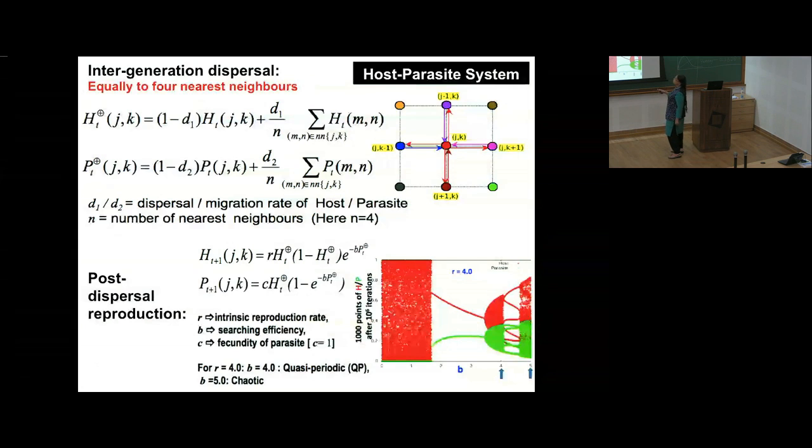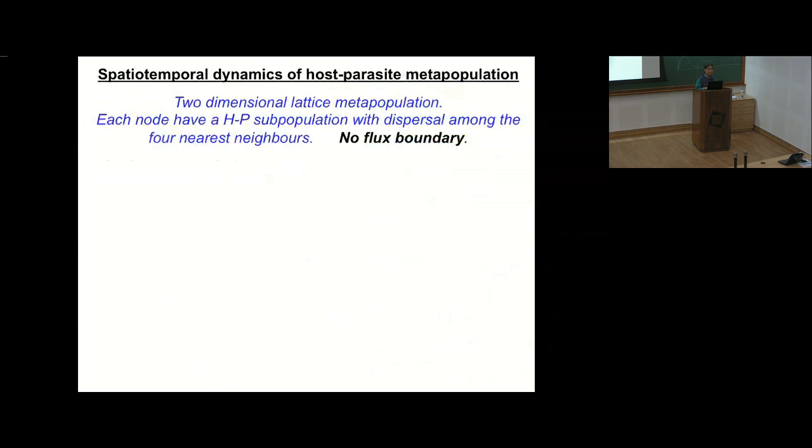What happens when it goes through this? This is when there is no migration. So obviously, what we do is we put this equation into each of these sites with four neighbors. The boundary, as I told you, is very important. In this particular case, the boundary is closed. Okay, so there's nothing coming in, nothing going out. So that is the kind of boundary that we have taken.